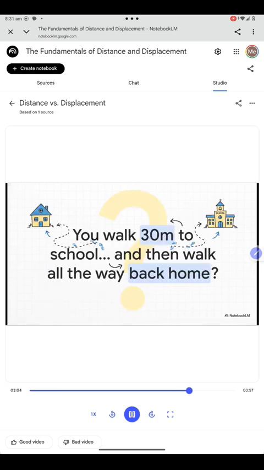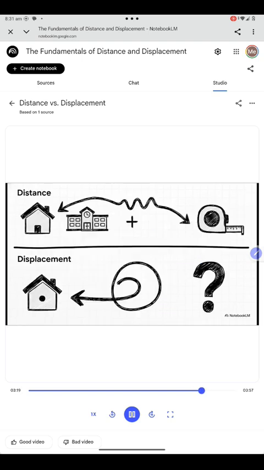Okay, now for the really cool part. This all leads to a fascinating little puzzle. Let's say you walk that 30-meter path to school. And then, at the end of the day, you turn around and walk that exact same 30-meter path all the way back home. What have you actually measured? Let's really think about that for a second. The distance, that part's easy, right? It's 30 meters there and 30 meters back, so you've walked a total distance of 60 meters.